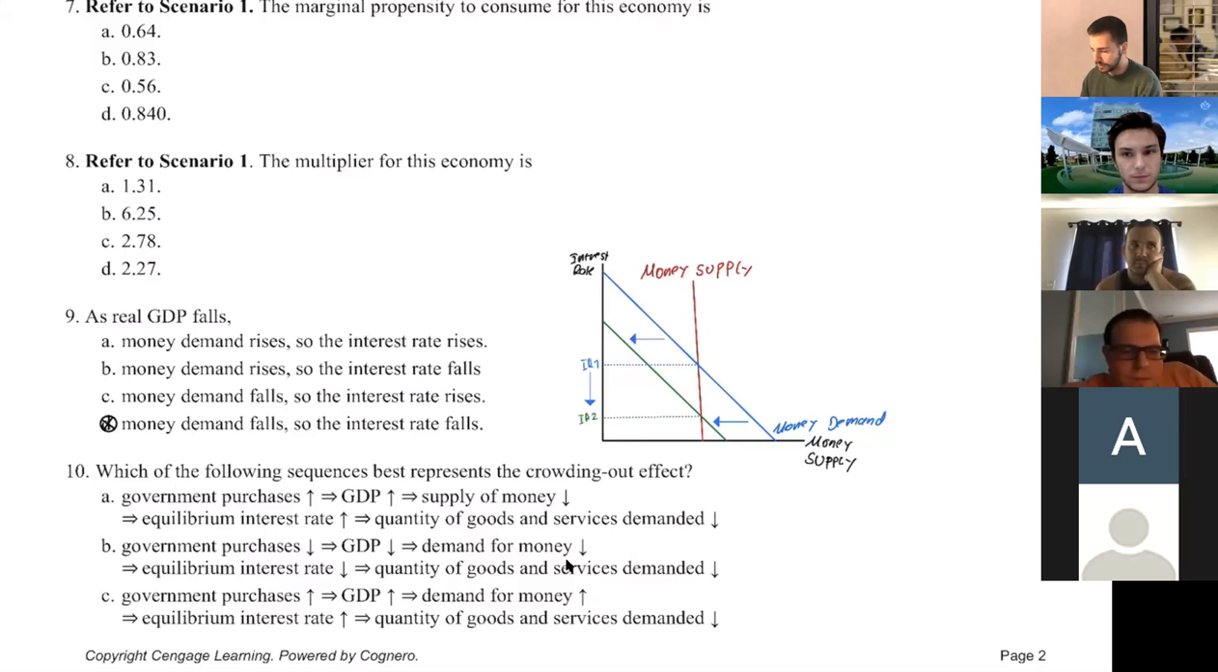And if it falls, you see this shift causing the interest rate to go from interest rate 1 to interest rate 2. And remember, only the Fed can change the money supply. This is fixed. It's going to stay there unless the Fed touches the money supply. So that's why you see this shift.